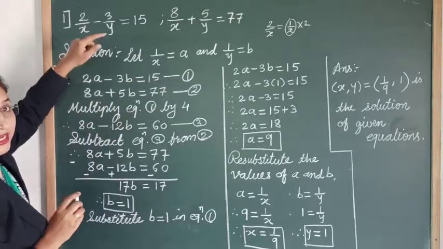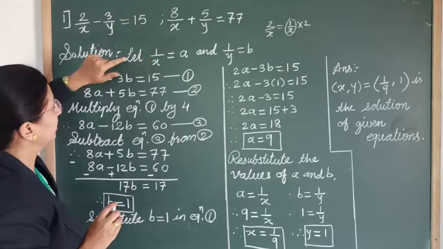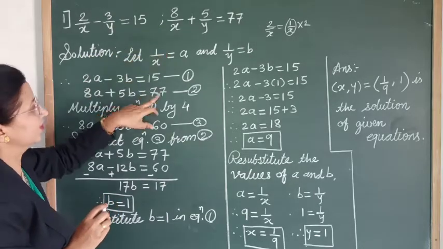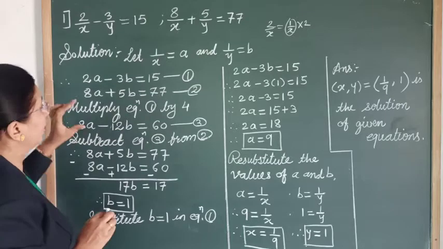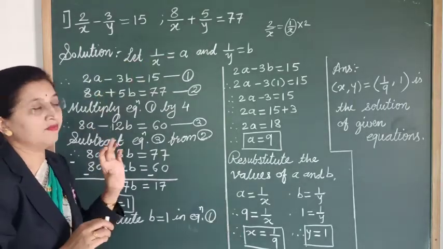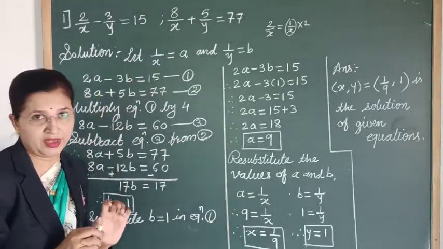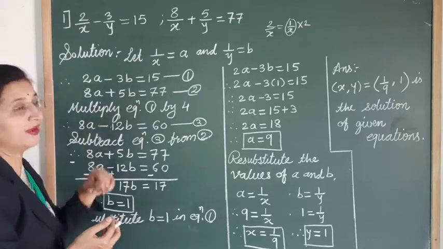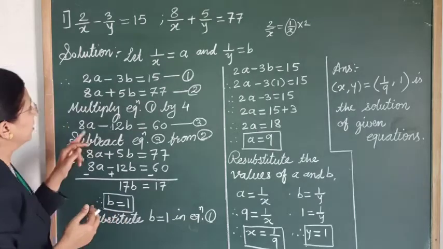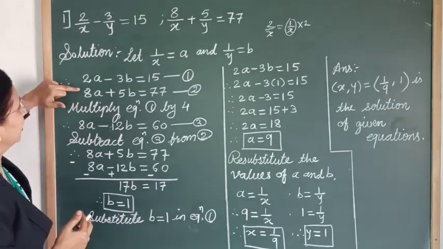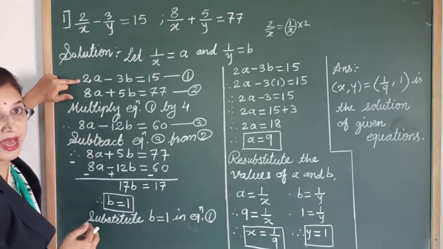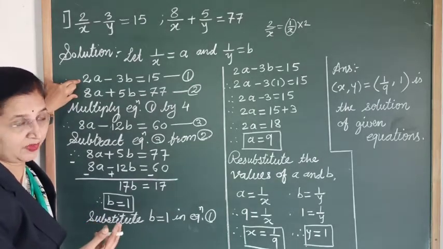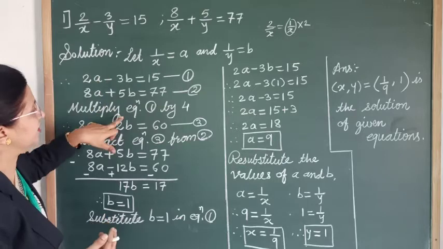Now in the same way, what will be the second equation? That is 8a plus 5b is equal to 77. Now by doing the substitutions, we got linear equations in two variables. Now we can solve these equations for the values of a and b. Easily you can see that if we multiply the first equation by 4, the coefficients of a will be the same. So let's multiply the first equation by 4.